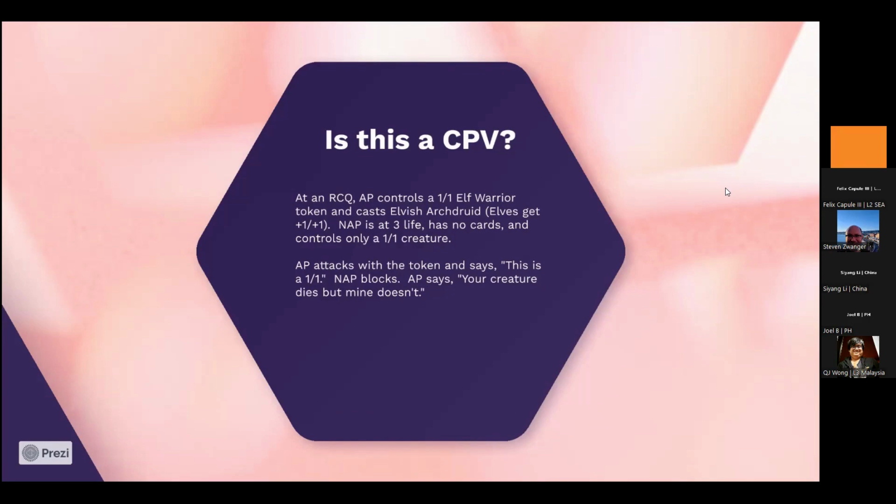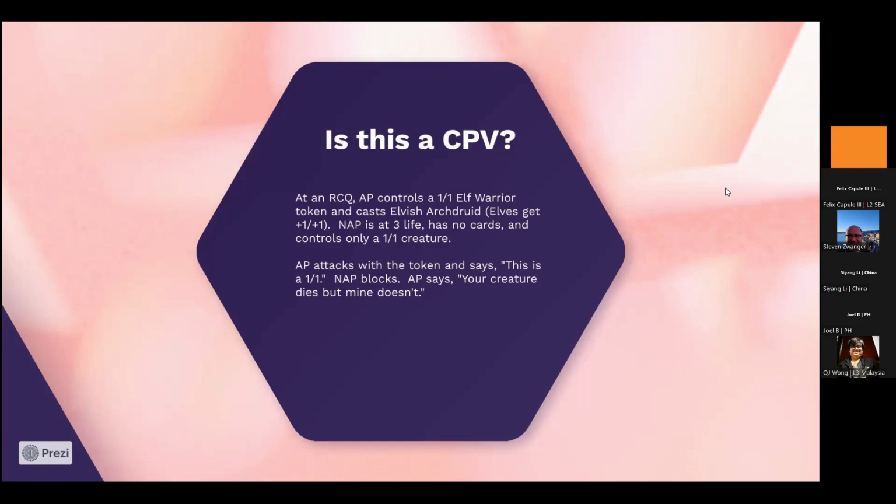The active player has a 1/1 elf warrior token that casts Elvish Archdruid, which gives all elves +1/+1. The non-active player is at 3 life. They have no cards in their hand. All they have is a 1/1 creature. The active player attacks with a token and says, this is printed as a 1/1. This is a 1/1 token.